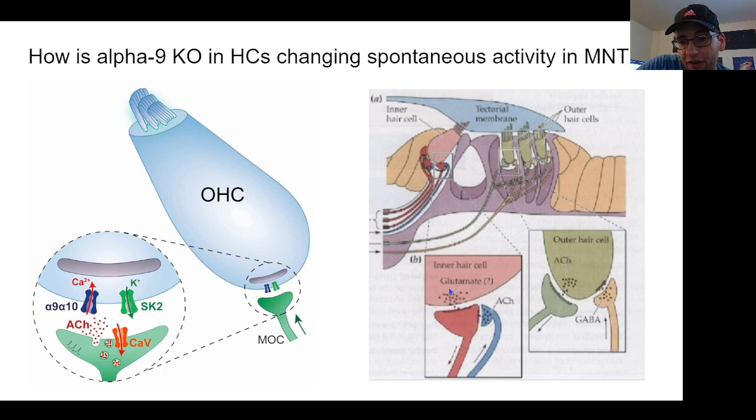It could also be that the vesicle formation in the inner hair cells and the outer hair cells are goofed up. It would be more important to look at the inner hair cells, as these are the majority of the efferent projections from the inner cochlea.